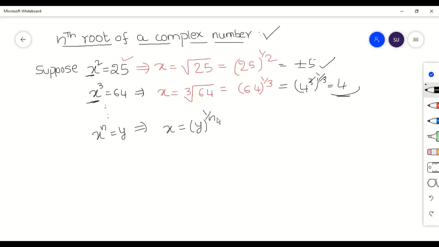Generally, if x and y are real numbers, we write like this. Suppose the given numbers are complex numbers, then how do we find the nth root of a complex number? The nth root of a complex number will also be a complex number, right?